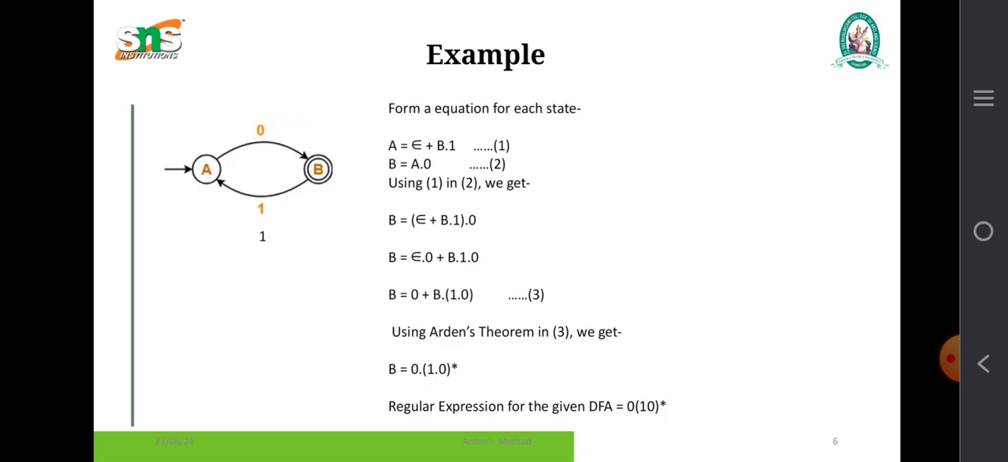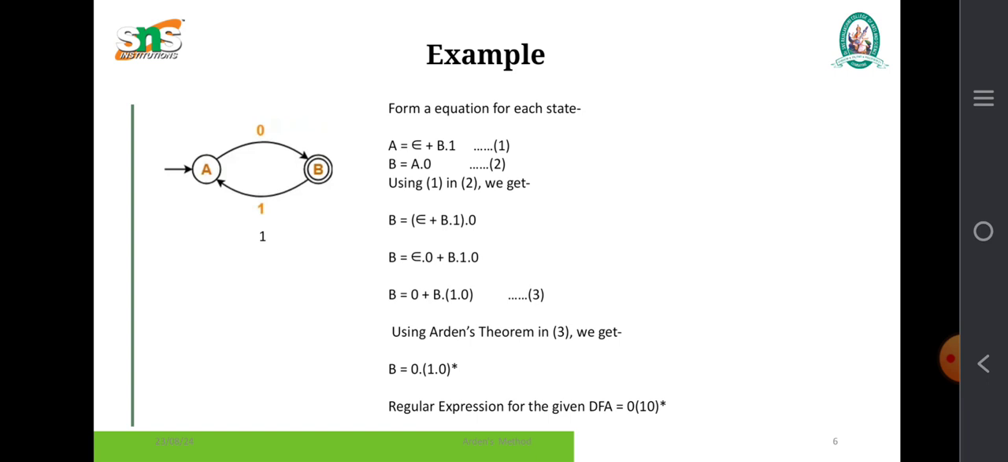We have two states A and B, where A is the initial state and B is the final state. By taking 0, A transitions to B, and by taking 1, B transitions to A. Here we have to form the expressions for both the states A and B. By seeing the incoming edges, we form the equations. A is equal to epsilon, since it is the starting state, plus B dot 1, because by taking 1, B goes to A. Then B is equal to A dot 0.